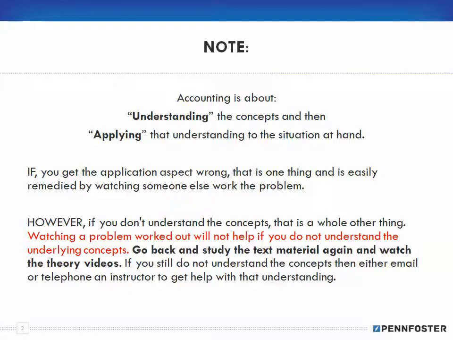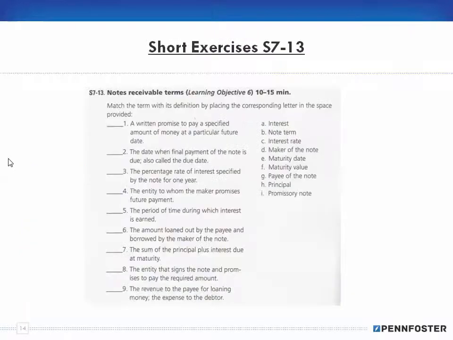So now we're working on 7-13. And it says here, match the term with the definition by placing the corresponding letter in the space provided. So I have interest, note term, interest rate, maker of the note, maturity date, maturity value, payee of the note, principal and promissory note. Okay, so a written promise to pay a specified amount of money at a particular future date. Well, that's a promissory note, so that's I.